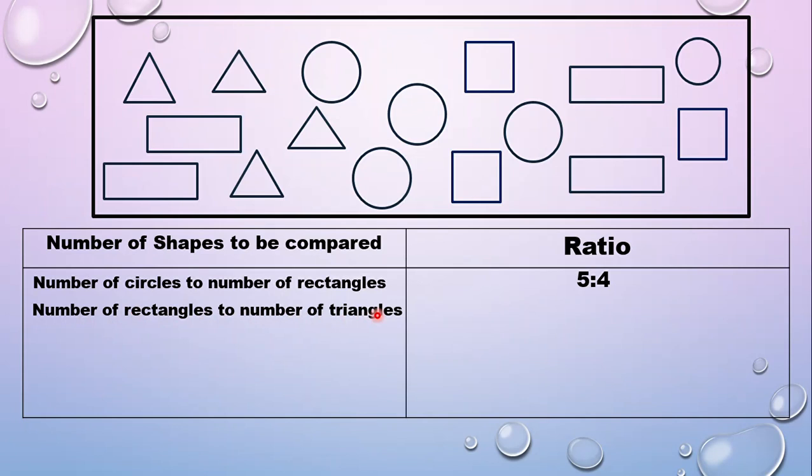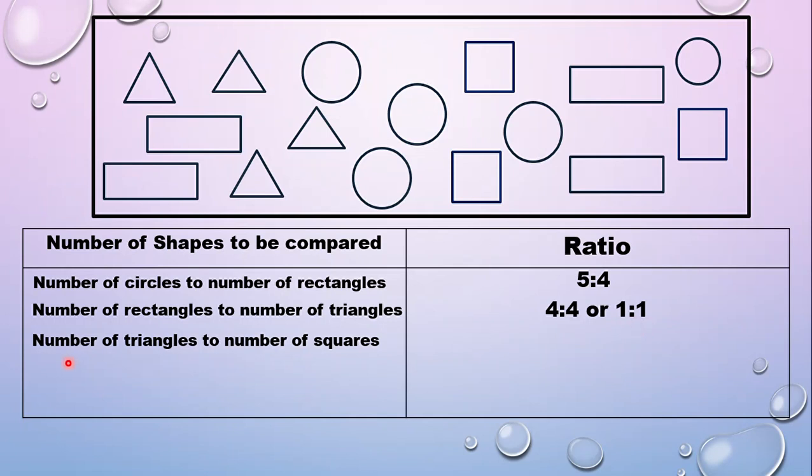Next, number of rectangles to number of triangles. The number of rectangles is 4. The number of triangles is 1, 2, 3, 4. So we have 4 triangles as well. So that is 4:4, or in lowest terms, 1:1.